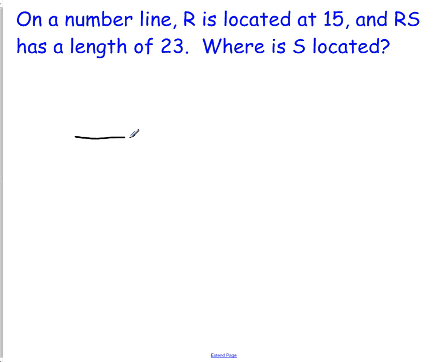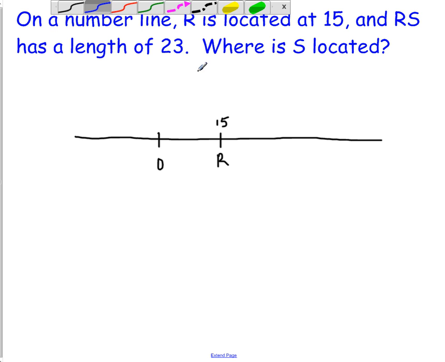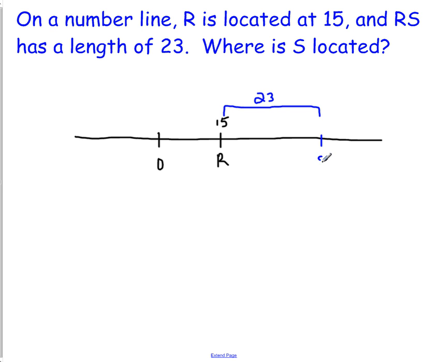I'm going to draw a number line. Here's my number line, and I'm going to put r on it at 15. So there's r, it's at 15. And 0 might be somewhere over here. When it says rs has a length of 23, that means when you start at r and go to s, from r to s, that's 23 units long. So the question is, where is s located?